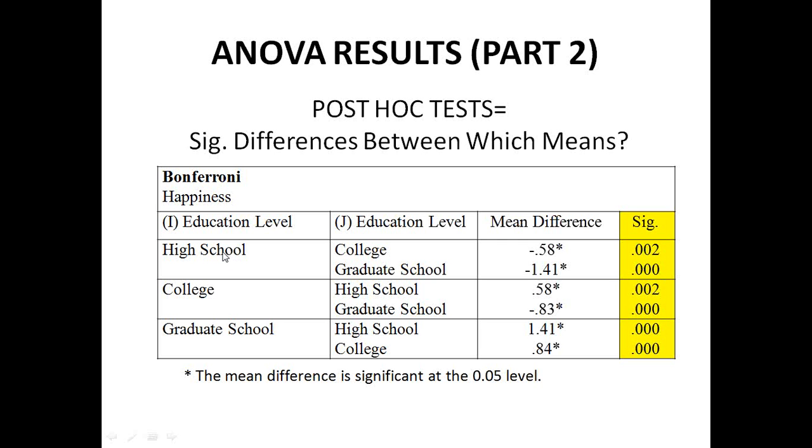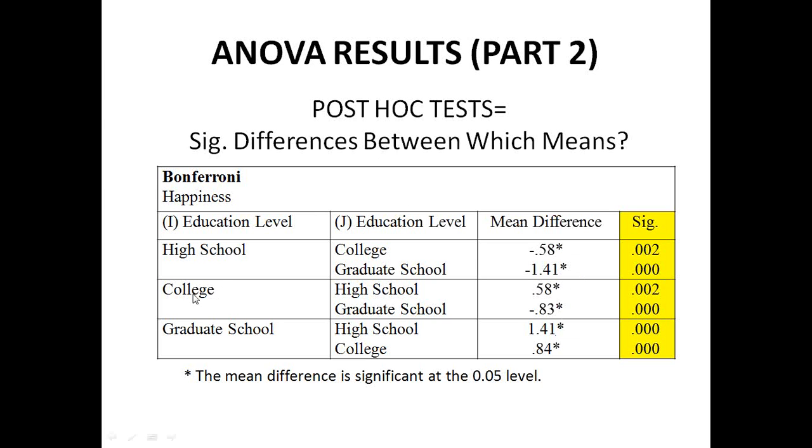So it'll say high school in reference to college. The high school scores are negative, so it's lower, 0.58 lower. So high school, on average, the score is 0.58 less than college. High school, on average, is 1.41 less than graduate school. So you can see all the differences are statistically significant here.